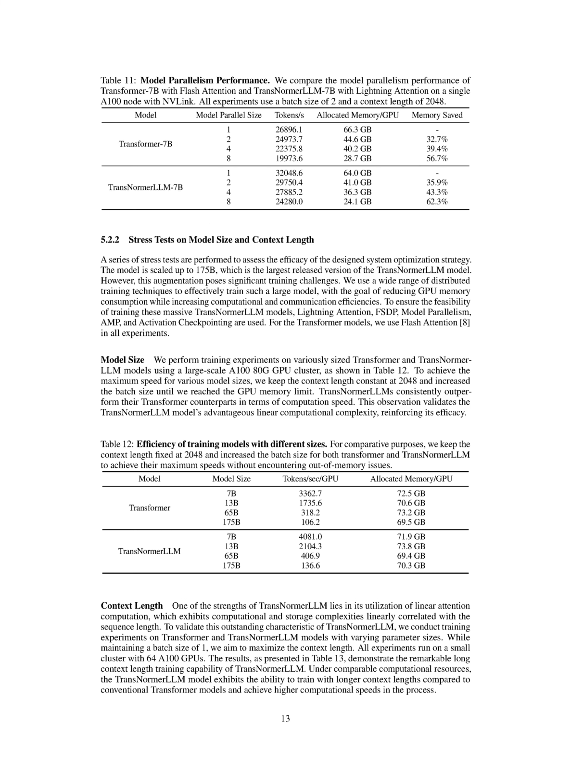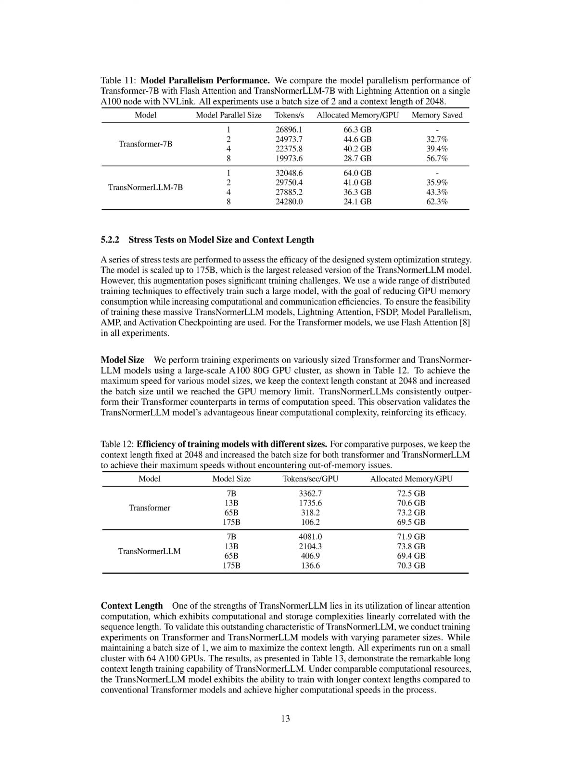We also conducted stress tests on the model size and context length to evaluate the effectiveness of our system optimization strategy. We scaled the model up to 175 billion parameters, which is the largest version of the TransNormerLLM model released so far. However, training such a large model presents significant challenges. To effectively train this large model, we used a variety of distributed training techniques with the aim of reducing GPU memory usage and improving computational and communication efficiencies. To make training these massive TransNormerLLM models feasible, we used lightning attention, FSDP, model parallelism, AMP, and activation checkpointing. For the transformer models, we used flash attention in all experiments.